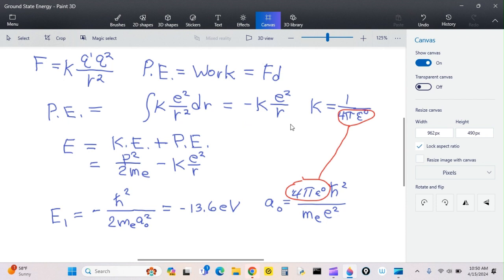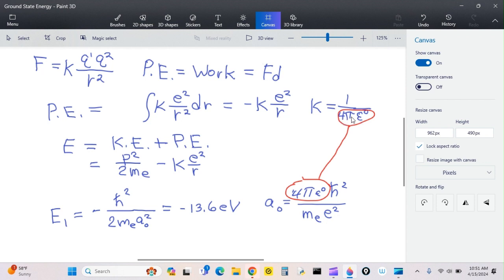Let's keep going. The constant happens to be equal to 1 over 4 pi epsilon naught. Now, it's not an e, that's an epsilon, so that's not the fundamental charge. That's epsilon, which is the permittivity of free space in a vacuum. Whoa, what in the heck is that all about?